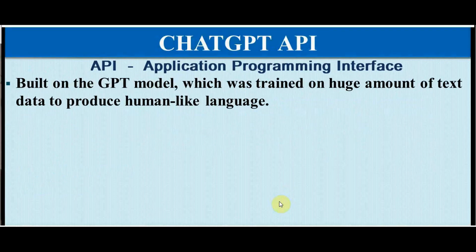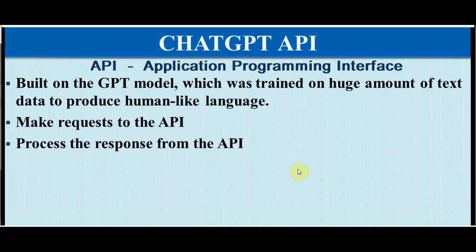Okay, now let's see about the ChatGPT API. OpenAI's ChatGPT API is built on the GPT model, which was trained on an enormous amount of text data to produce human-like language. This API is useful for developers to construct chatbot capabilities. We can make requests to the API by using the create method of chat completion to produce the text, and you can process the response from the API. Extract and show the produced text in your application.